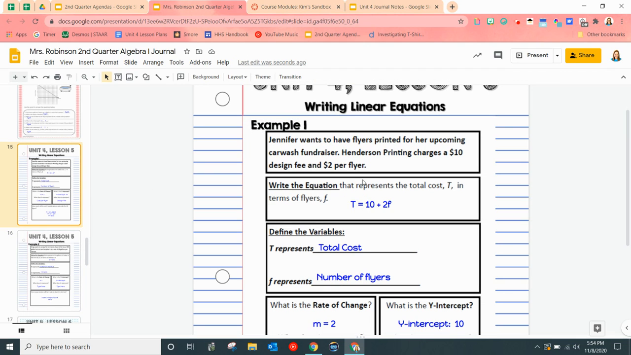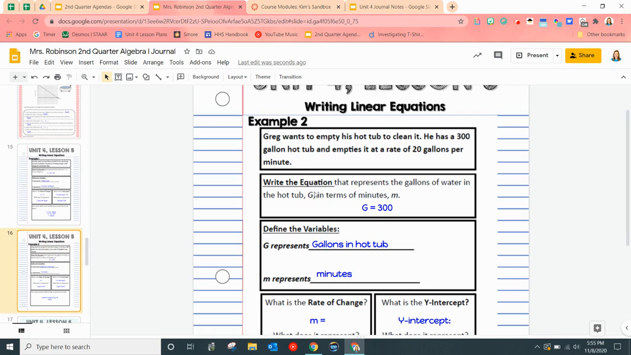At this one over here, when we were talking about our total cost, we knew she had to pay the $10 plus we knew we needed to add here because we knew we weren't going to subtract the cost per flyer. No, they're charging her all of this money, right? It's the $10 plus $2 per flyer. But let's think about this one. Greg starts with 300 gallons in his hot tub, but he's emptying it. So is he putting water in or taking water out? Yeah, he's taking water out. So think, should that be plus or minus? We're not adding water, we're subtracting water from his hot tub. So we should subtract. Perfect.